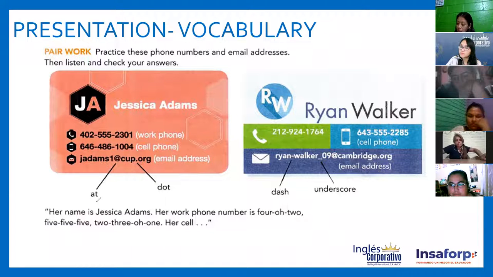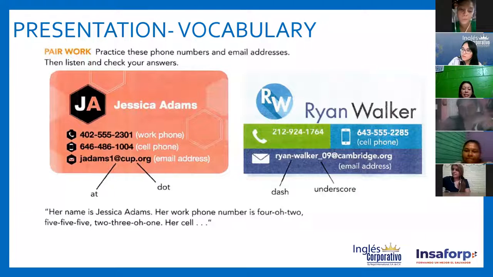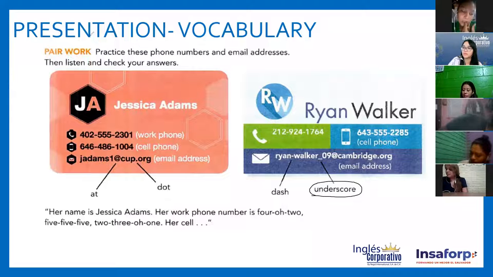My Gmail account is Rosy Aguilar 1009003@gmail.com. Okay. Very good, Rose. Excellent. 000. A lot of zeros, right? Okay, thank you, Rose. What about you, Oscar? Teacher, ¿cómo se pronuncia guión bajo? Underscore. Underscore. Okay, Monica, I'm sorry?